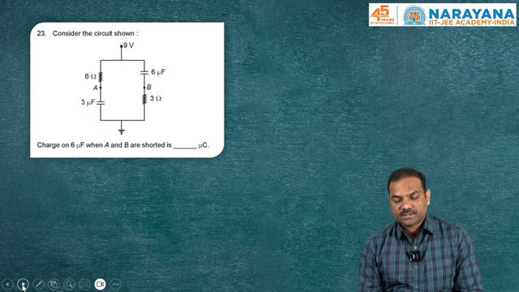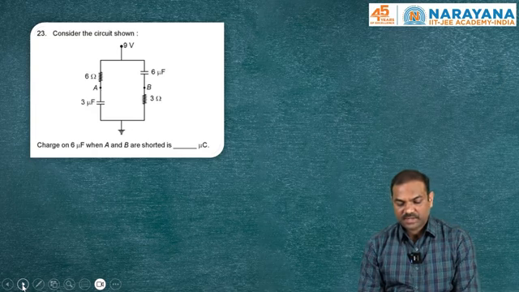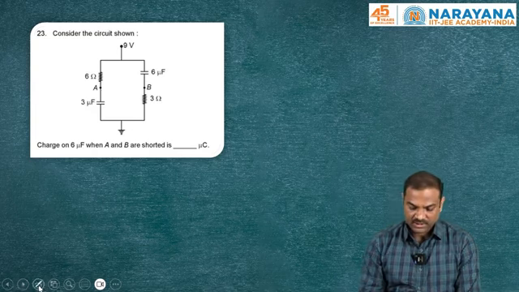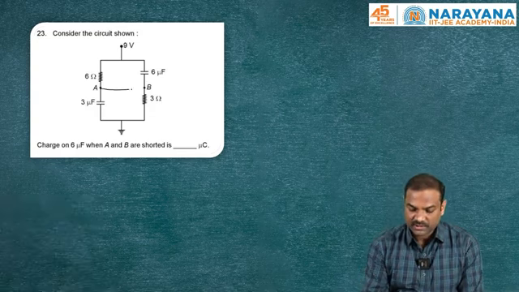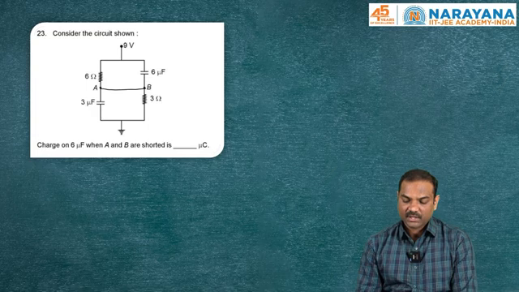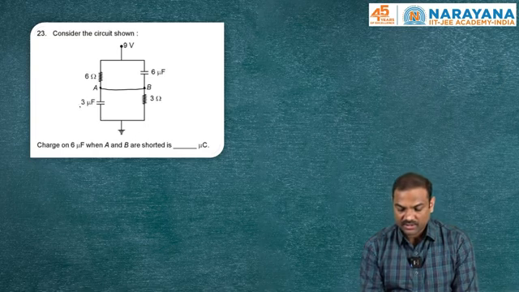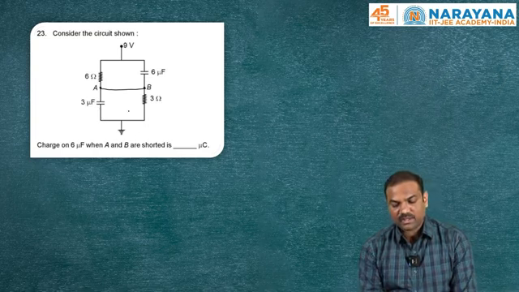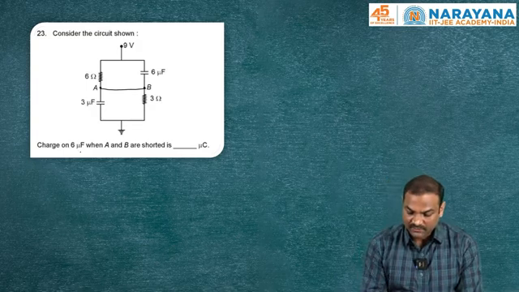Next question is a little related to capacitors and steady state. So they're asking the charge on 6 microfarad when A and B are shorted. This is important. So what is the meaning of A and B shorted? A and B shorted means you can connect A and B with a conducting wire. Then 6 ohm and 6 microfarad both will be in parallel. So 3 ohm and 3 microfarad, these two also will be in parallel. And we know that they're asking for charge.